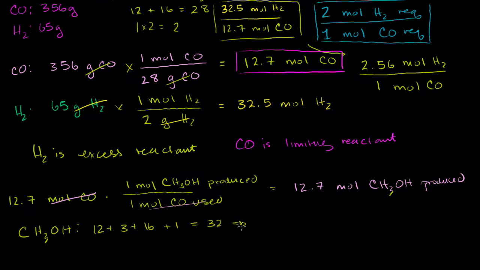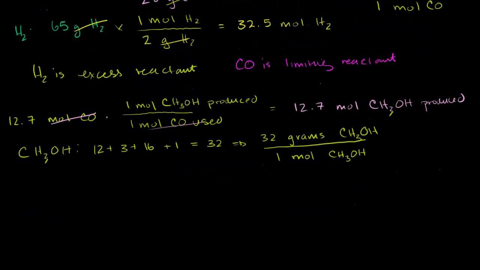Or we could say, if we think in molar terms, this is its atomic weight. Sorry, atomic weight. So that tells us that if we have a mole of it, we're going to have 32 grams of methanol per 1 mole of methanol. And once again, we got that by figuring out its atomic weight.